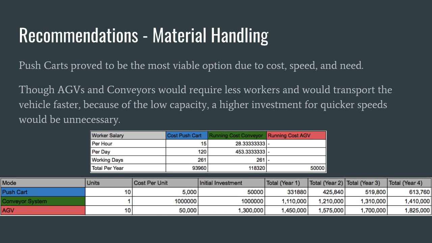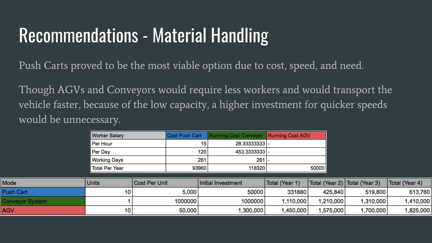One major decision that must be made when creating a facility is what mode of material handling will be used. We wanted to do an economic analysis based on 3 options: an assisted push cart, a conveyor system, as well as an AGV system. We had to consider the output Sharpell was projecting to manufacture each year, which was relatively low.